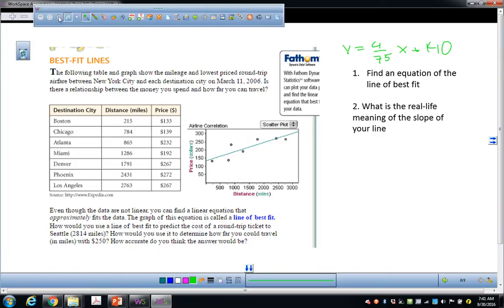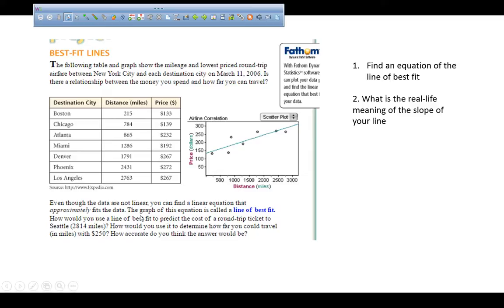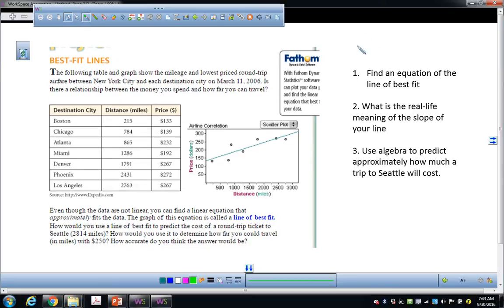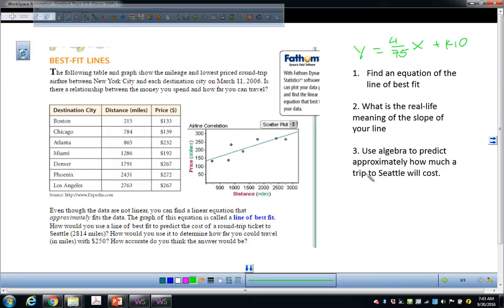The next question asks you, I made that do that, isn't that cool? Okay, so the next question will ask you something like, I'm going to have to keep rewriting my equation. Y equals 4 over 75x plus 140. They always have these same types of questions over and over again. Use algebra to find approximately how much a trip to Seattle would cost. And down here, it says Seattle is 2,814 miles away.